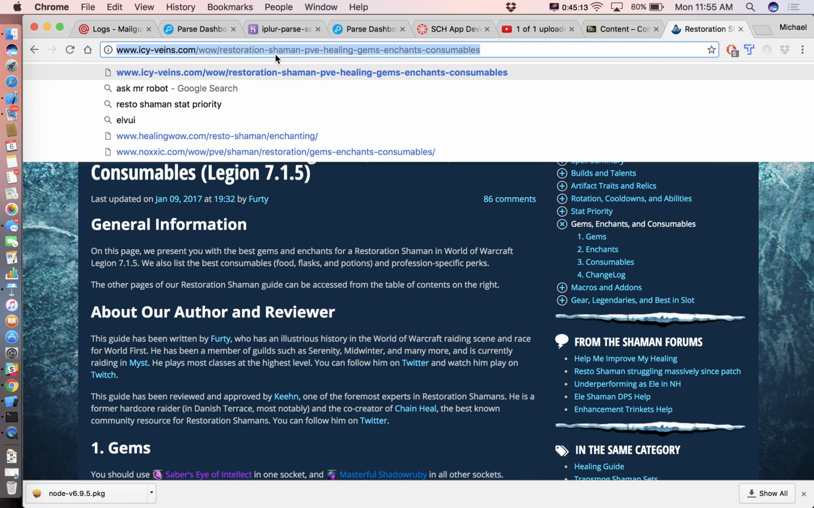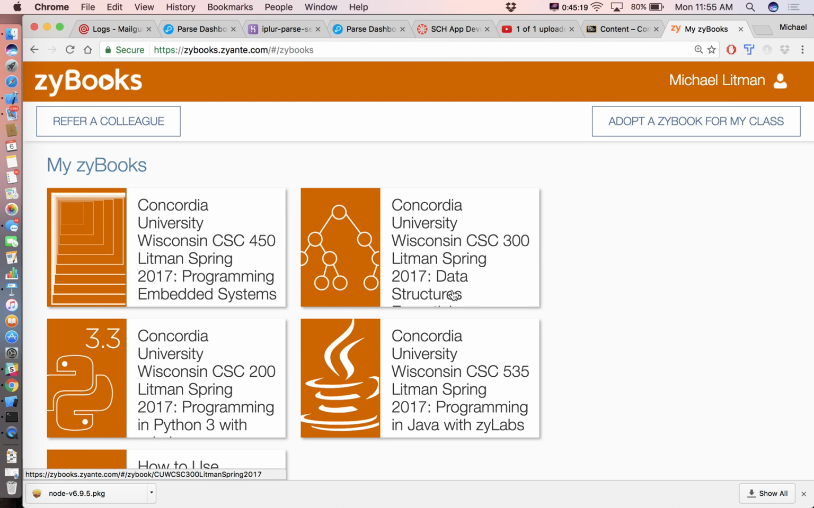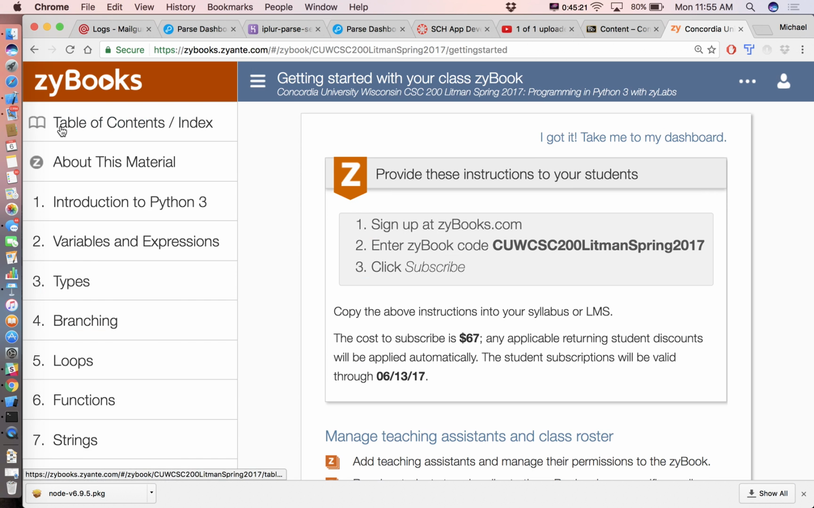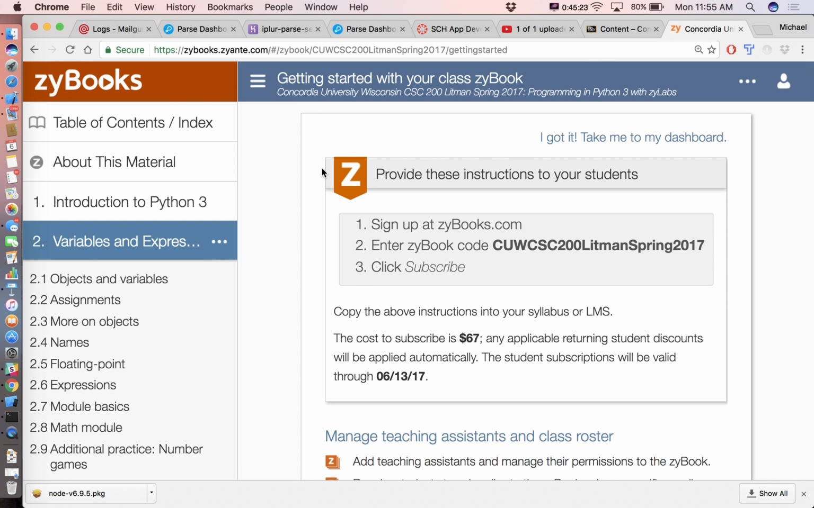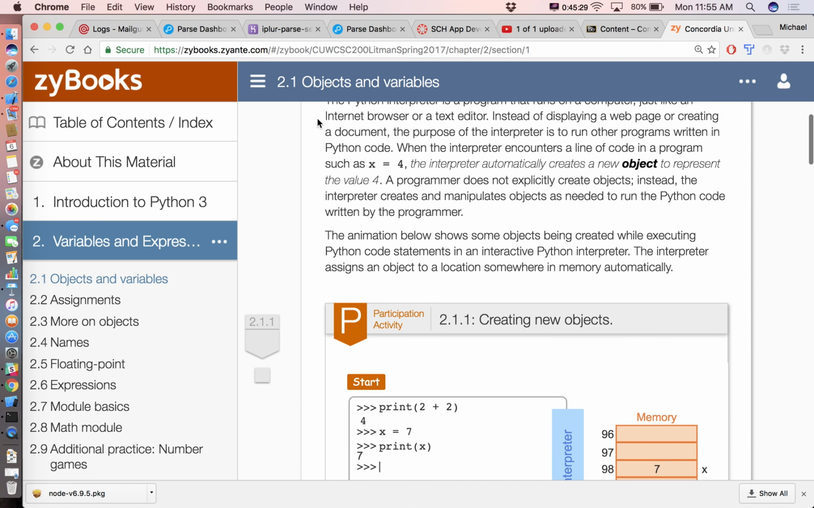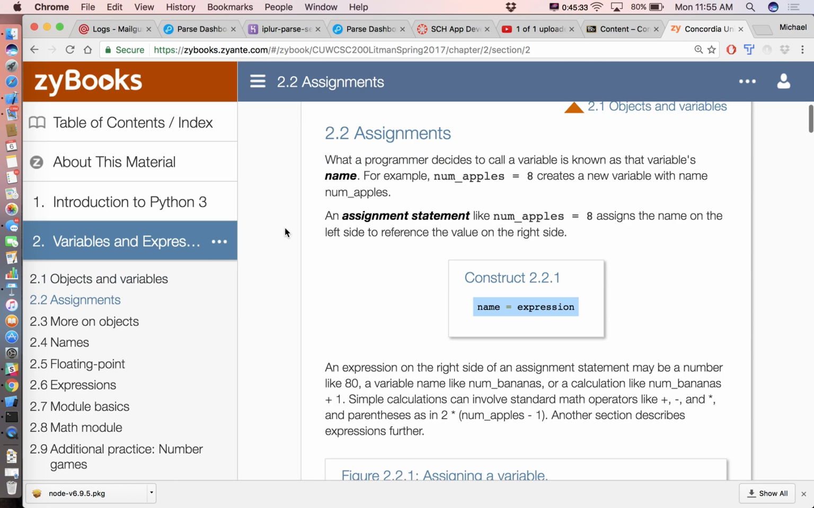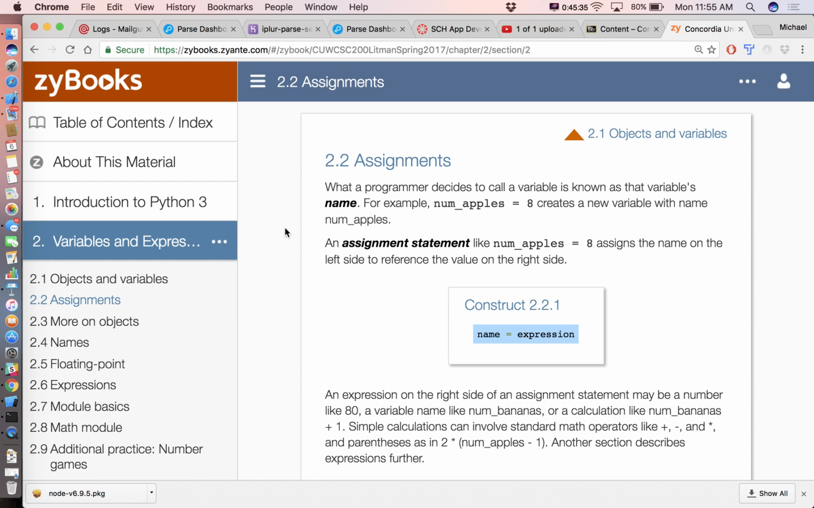Okay. Give me 1 second here. I just want to look at where chapter 2 starts. So we need to subscribe to the book. Let's just limp into chapter 2. Let's look at 2.1 and 2.2 of chapter 2. Okay?